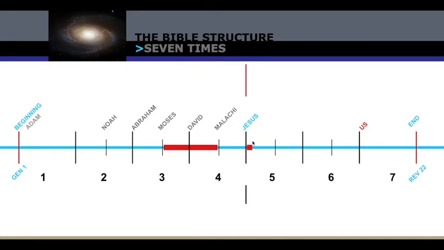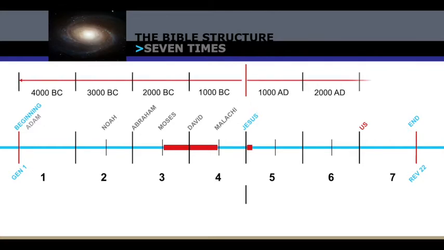So I've put another 2 markers on here because now we're going to look at the way time also works, because if you're going from Jesus backwards, we're looking at 1000 BC, 2000 BC, 3000 BC, 4000 BC. If we're going forwards from Jesus, it's 1000 AD, 2000 AD, 3000 AD.